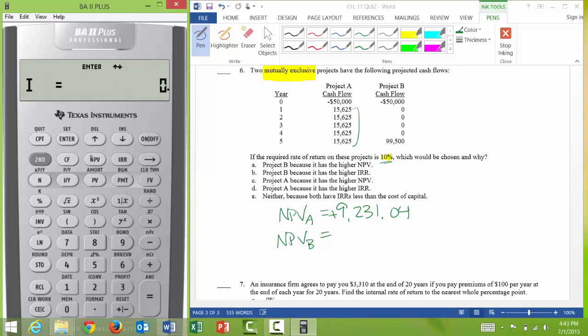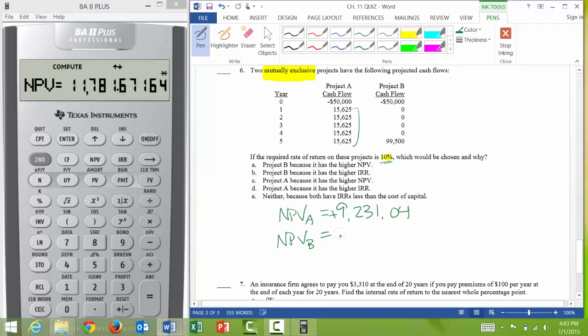Then I'll go to the NPV, enter the 10% weighted average cost of capital, hit the down arrow, and hit compute. And I see that the NPV for B is $11,781.67. So obviously I want project B because it's a higher number, a larger positive net present value. And so I would choose answer A.